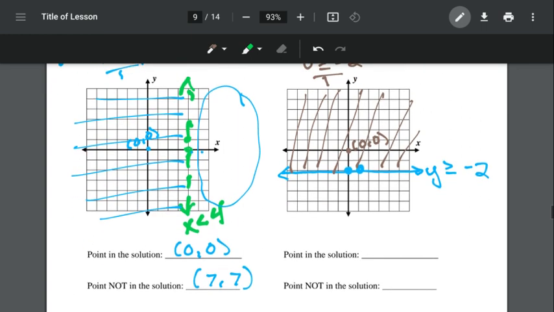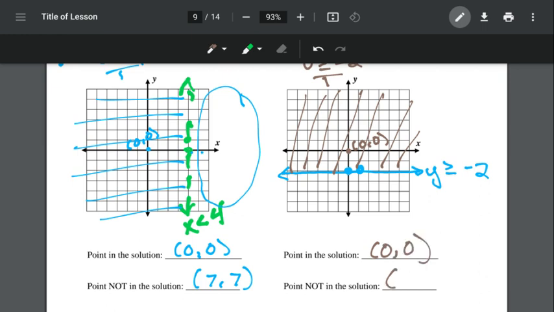And again, we have to pick a point in the solution. So I'm going to use that point that I tested. And a point not in the solution. How about 0, 1, 2, 3, 4, 5? How about 0, -5?